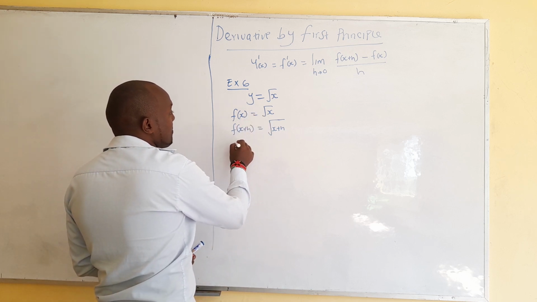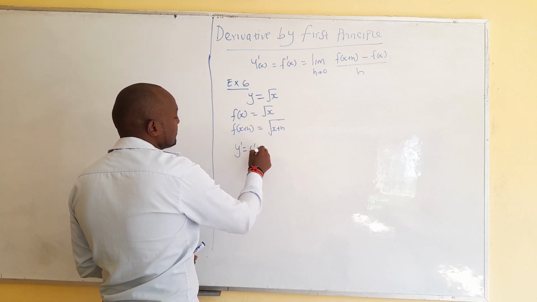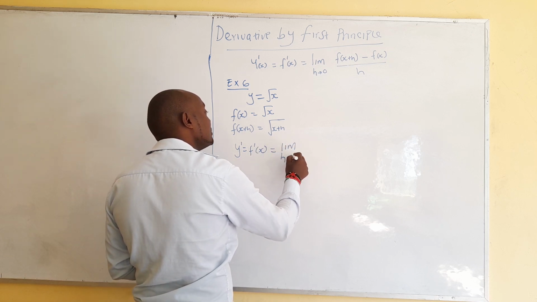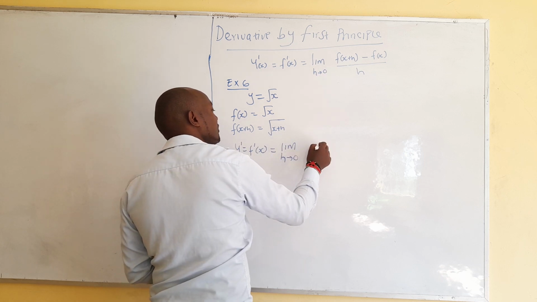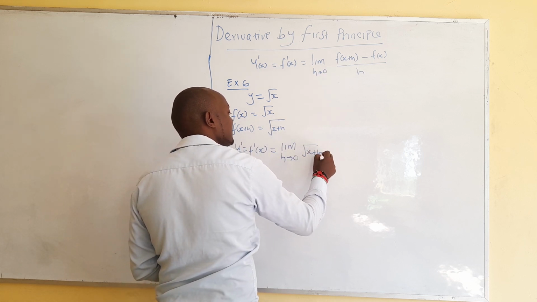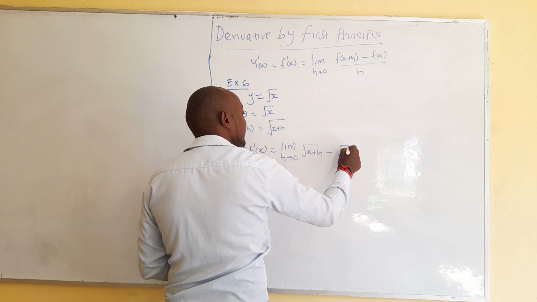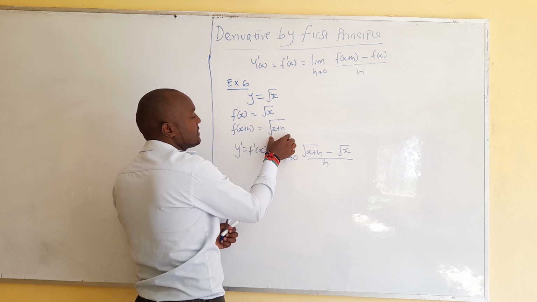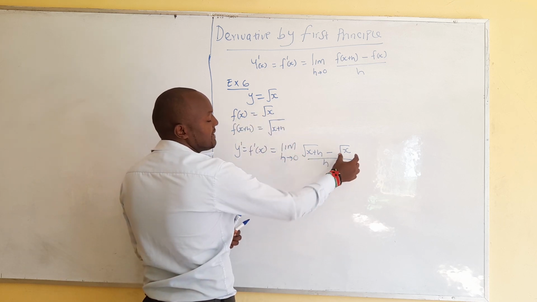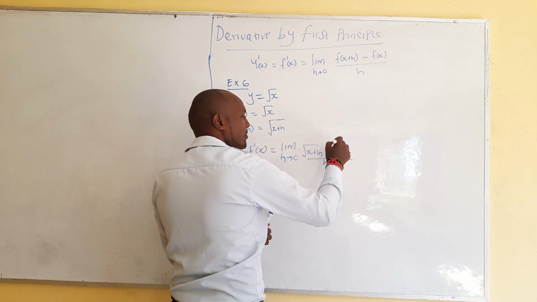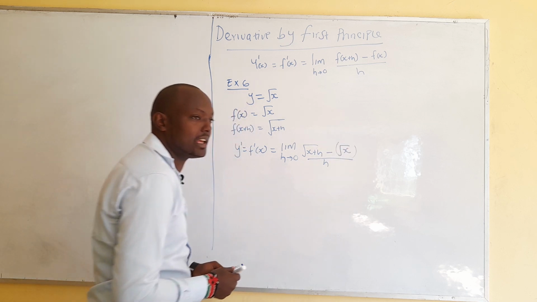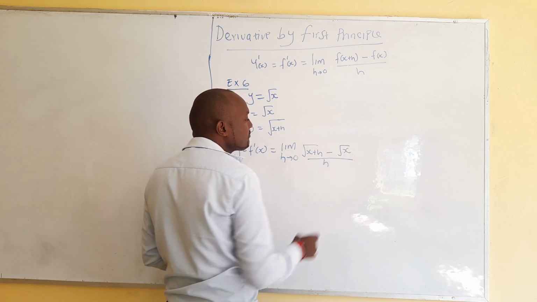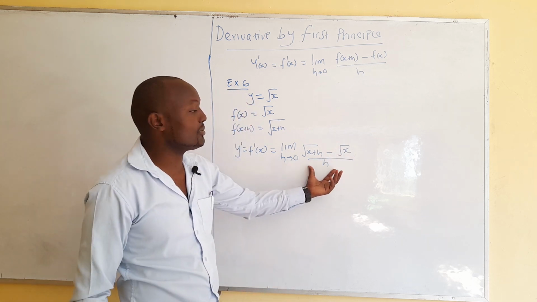So now, my first derivative will be limit as h approaches 0 of f(x+h), which now will be root of x plus h minus root of x all over h. Because we are replacing f(x+h) with this one, f(x) with this one. So this one minus this one. There's no need this time for the bracket, or you can put it, but it won't have any impact. So with that, we can be able to solve this one.